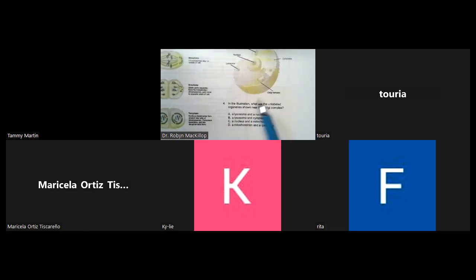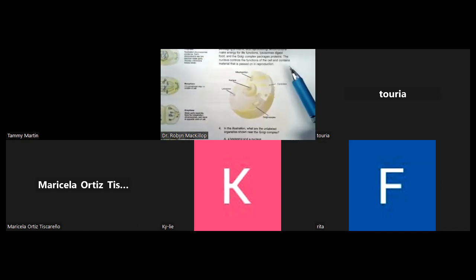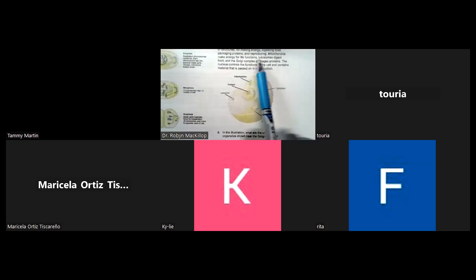Golgi. So here is the Golgi complex, and they want to know what's near it. And that's going to be, let's see, we're going to have to read most likely. Animal cells. Mitochondria make energy for life functions. Lysosomes digest food, and the Golgi complex packages proteins.